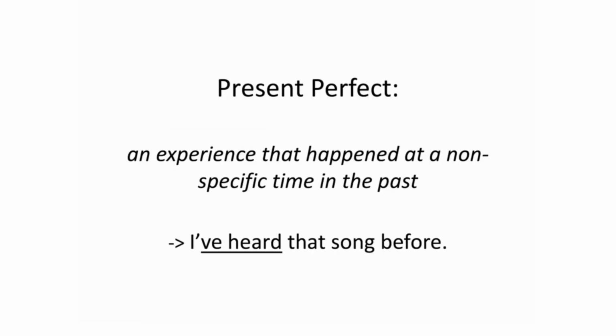We also use the present perfect to talk about an experience that happened at a non-specific time in the past, or an experience that is still valid today. For example, I've heard that song before. You can never unhear a song, therefore your experience of knowing this song is still valid now. Equally, it isn't specified when I heard the song. It's sometime in the non-specific past.